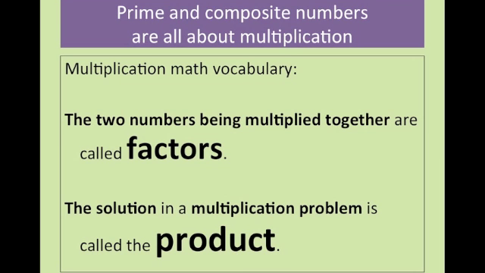First of all, we need to go over a little bit of vocabulary. Two numbers that are being multiplied together are called factors, and the solution of a multiplication problem we'll call a product.